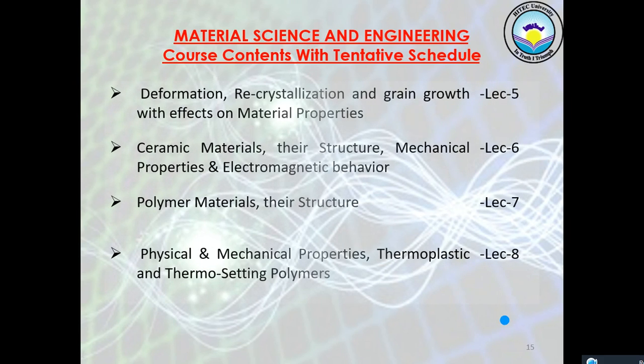Lecture 6 will be about deformation, recrystallization and grain growth with effects on material properties. Lecture 7 will be about ceramic materials, their structure, mechanical properties and electromagnetic behavior. In lecture 8 we will go for polymer materials and their structure. It may be possible that we combine these two lectures and make it lecture 7. In lecture 8 we will go with the physical and mechanical properties, thermoplastic and thermosetting polymers.